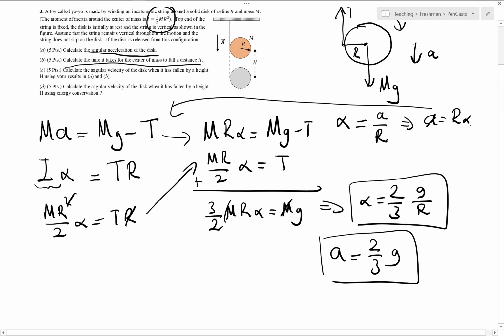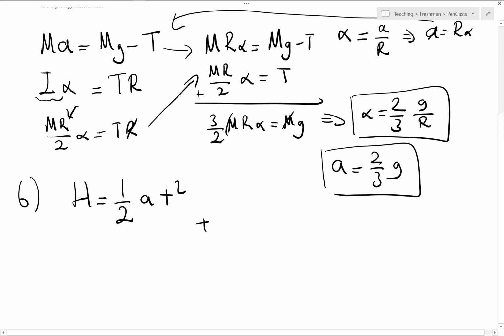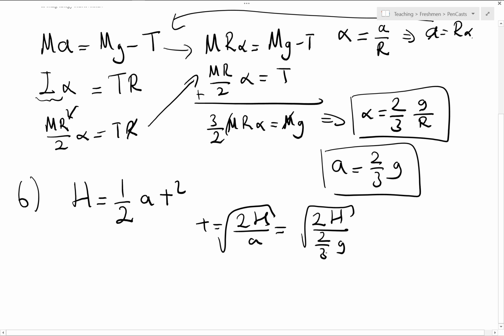Calculate the time it takes for the center of mass to fall a distance h. So this was part A, we've done it. How much time does it take for the center of mass to fall a distance h? Well, this is motion with constant acceleration. So t will be the square root of 2h divided by a. a I have already calculated, so it will be 2 times h times 3 over 2g. So it's going to be the square root of 3h over g.